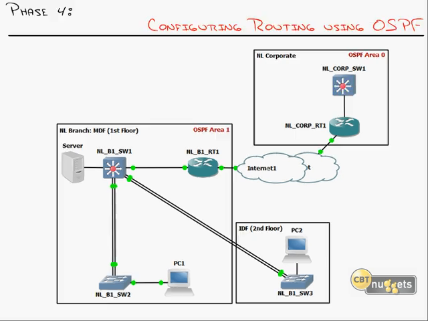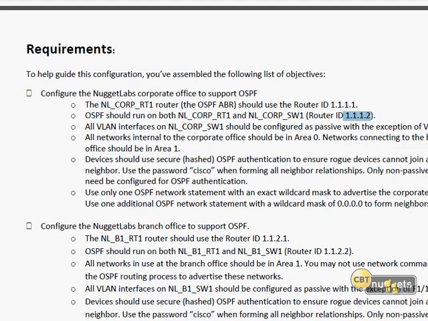I've got 3 VLAN interfaces configured on corporate switch 1, essentially connecting to 3 interfaces on corporate router 1. So it's like, hey, I'm a neighbor, hey, I'm a neighbor, hey, I'm a neighbor. So I'm forming duplicate neighbors. So this is where the passive interfaces are going to come in handy.